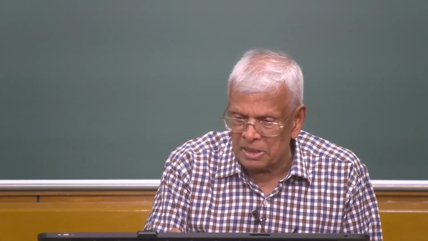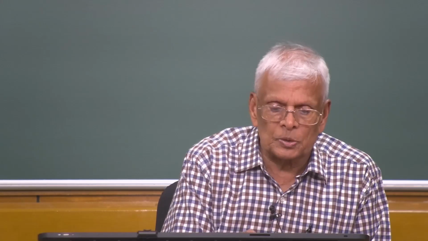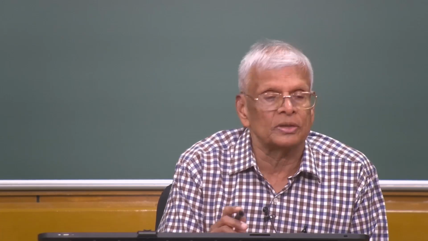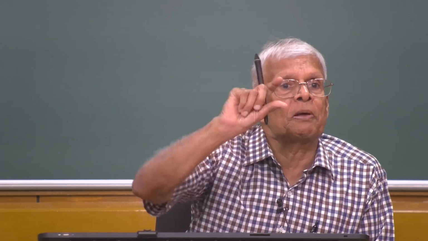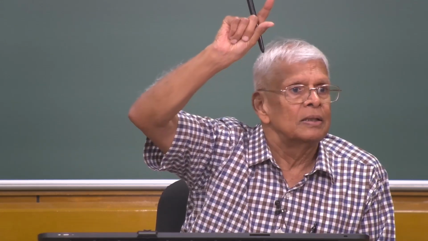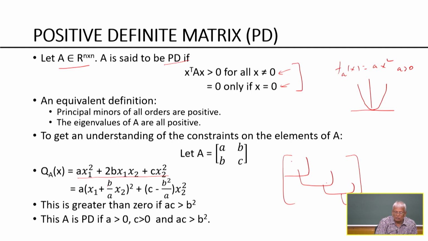So let [a, b; b, c] be a symmetric matrix. Q(x), which is x transpose A x, is given by this quadratic function. You all have learned to perfect the square. You remember that? So you can express this by perfecting the square: a times (x1 plus b by a x2) whole squared plus (c minus b squared by a) x2 squared. Please verify this. This technique in algebra is called the method of perfecting the square. So this function is essentially this.